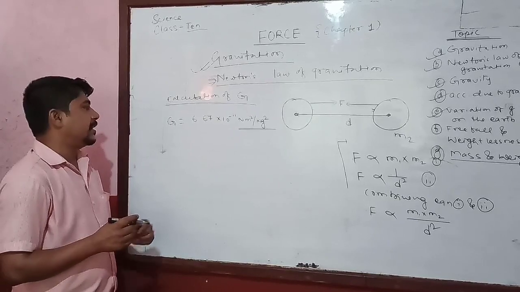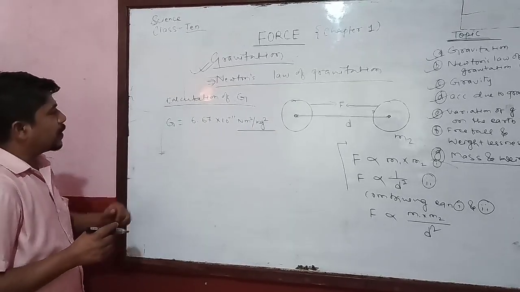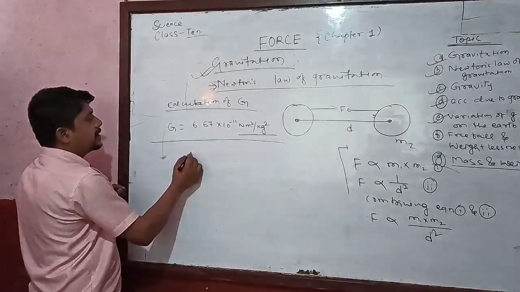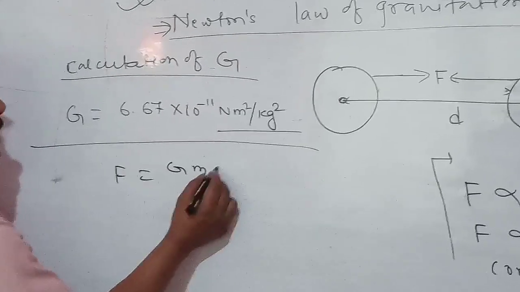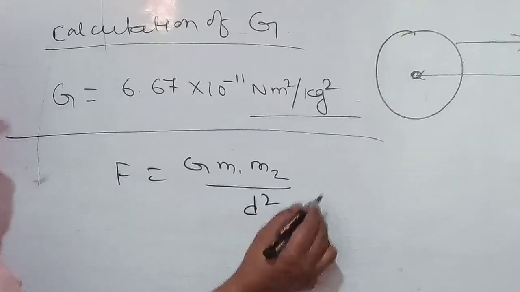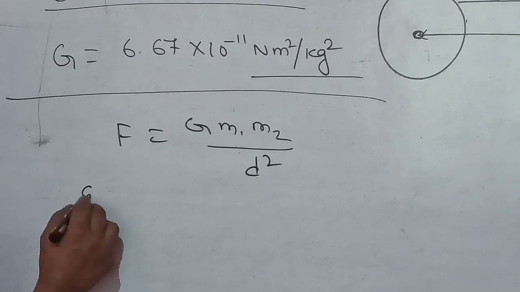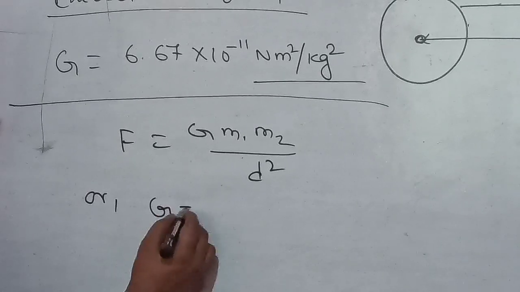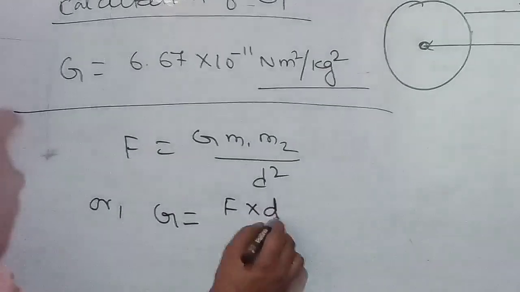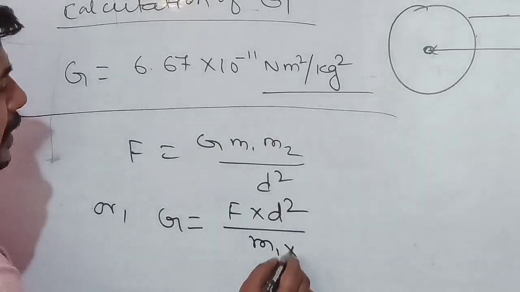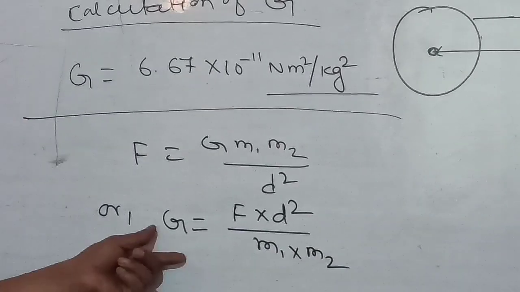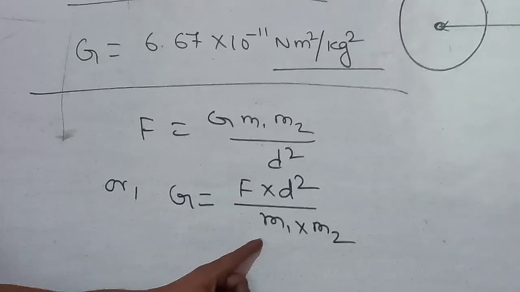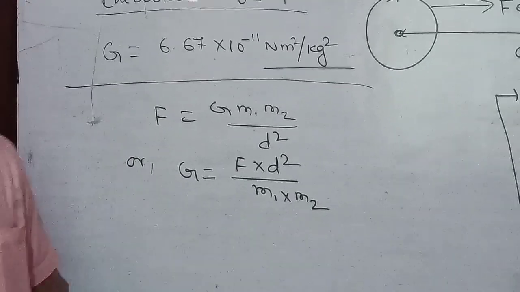What can it be related with? For this we go to its formula, the formula that came from Newton's law of gravitation. The formula was F is equal to G m1 m2 upon d square, so we can also write it as G equals F into d square upon m1 into m2. Yes, a formula for G is also made from here: G equals force into distance square upon m1 into m2, the multiplication of two masses.